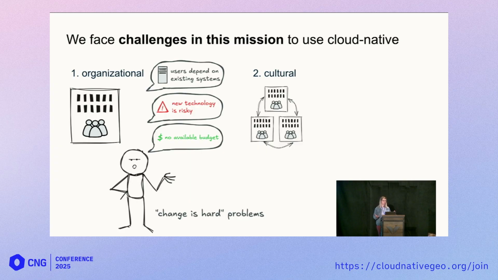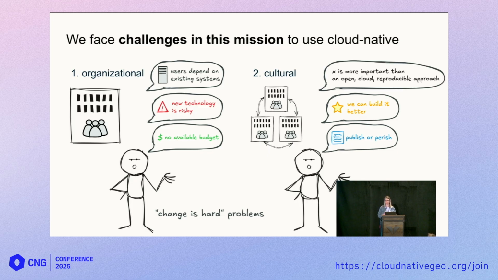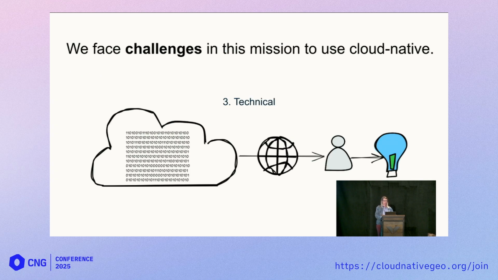The second category is cultural. These are the types of challenges that exist across the industry, across individuals and organizations. In academia, we hear a lot about publish or perish, and in private industry, the emphasis is on production rather than reproducibility. Also, at a lot of different organizations, people feel like, oh, we can't use their technology because we need something custom, or we feel like we can do it better. And just generally feeling that X is more important than building an open, cloud-based, and more reproducible approach. I summarize this as the different values problem.